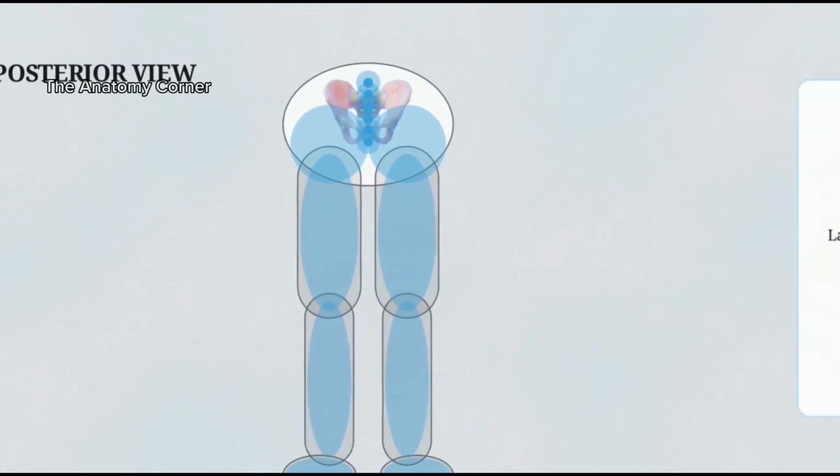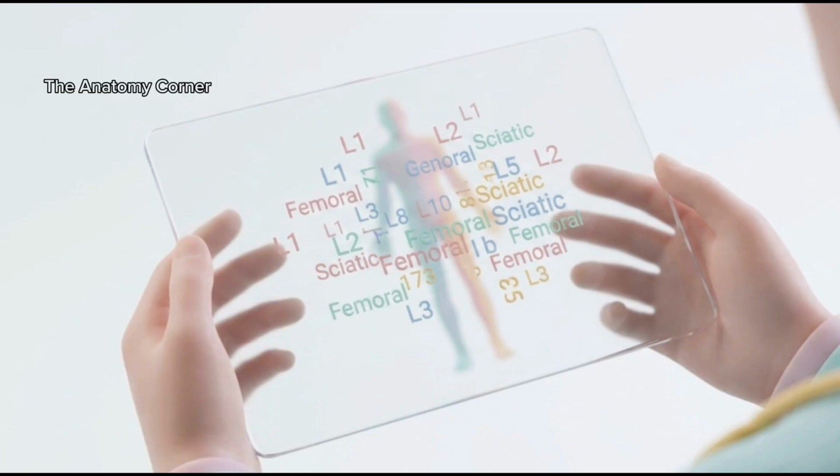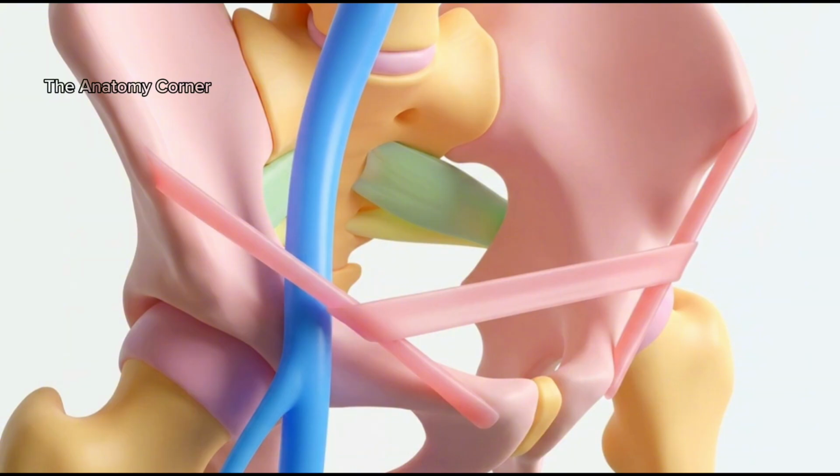This data table overlays the completed 3D model. Every major nerve, from the iliohypogastric at L1 down to the pudendal at S4, traces back to specific root values, but the names and numbers alone are insufficient. Clinical diagnostic accuracy depends on visualizing how these nerves interact with their physical environment, how the femoral passes under the inguinal ligament, or how the gluteals route around the piriformis.